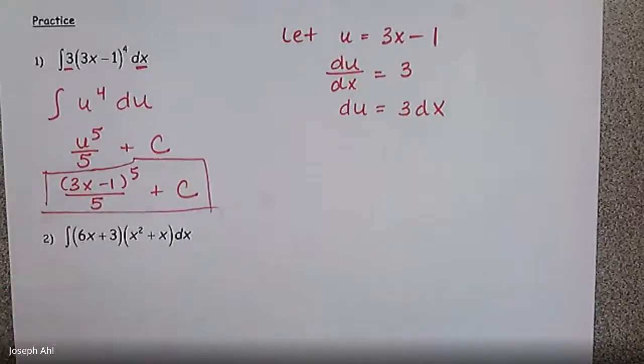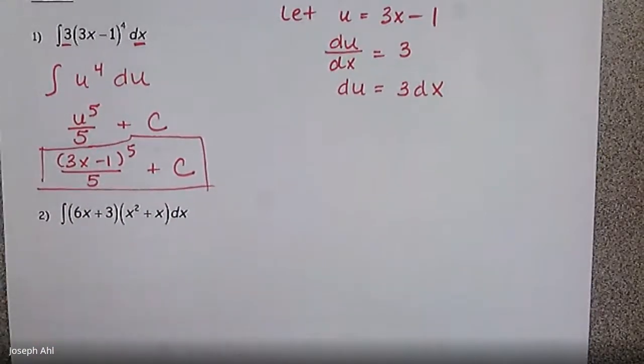over 5 plus c. And once you get the hang of this, this will start to become a pretty fast process where you can find your u pretty quickly and then identify du, and from there be able to simplify.